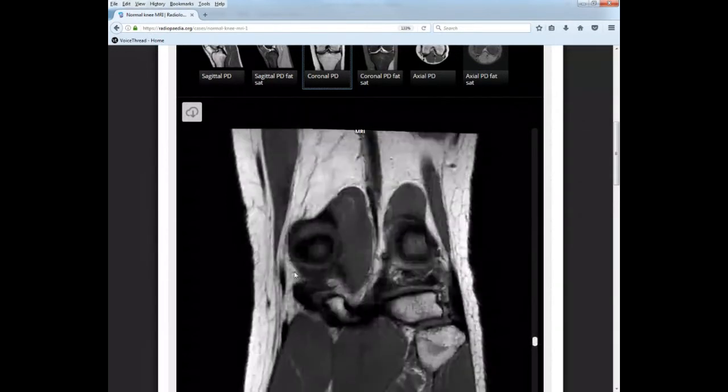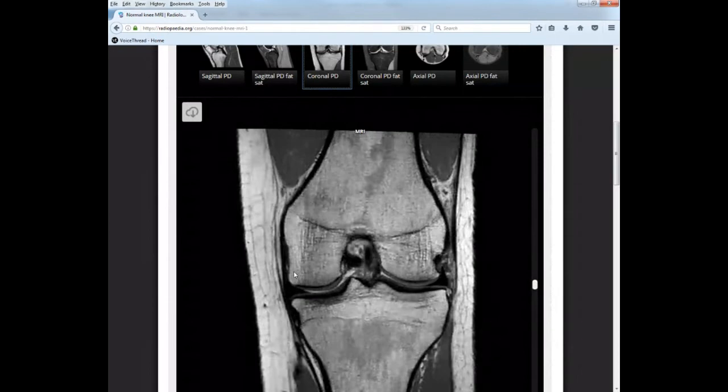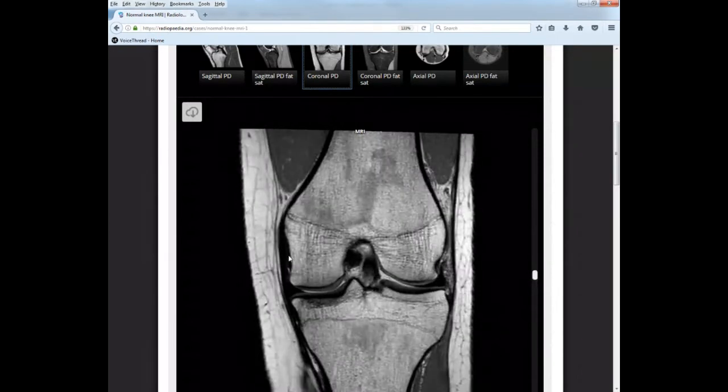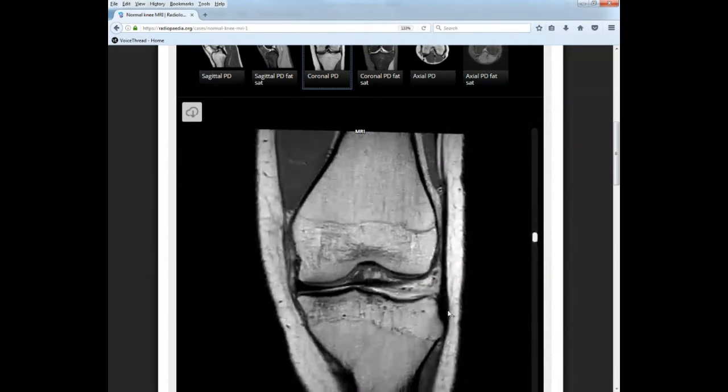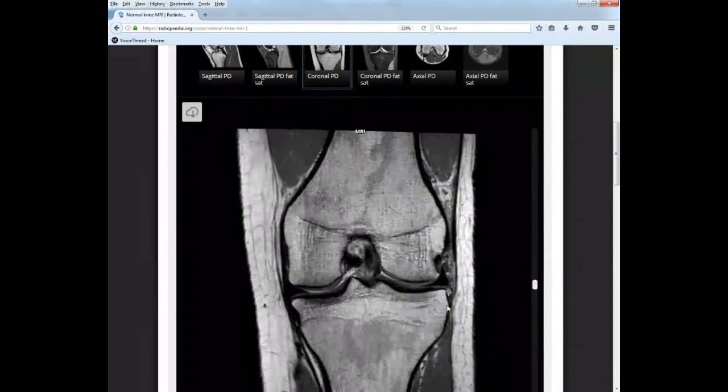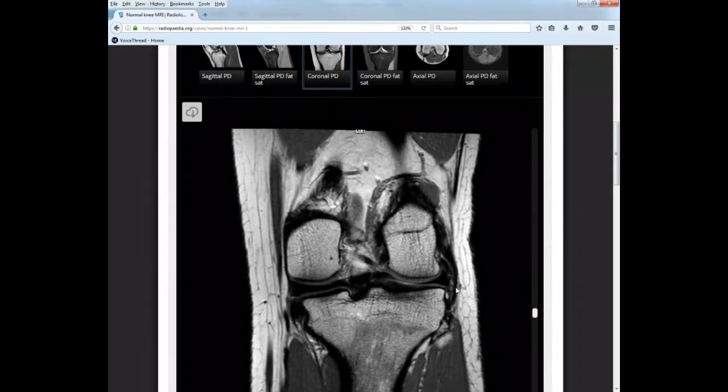MCL, again, much harder to see. Let's see, you're kind of seeing a slice of it in here. It's in here, and then here's a slice of it in here, connecting the femur to the tibia. So in here, MCL, this blackened area, MCL. LCL, again, is right here, this black area here.